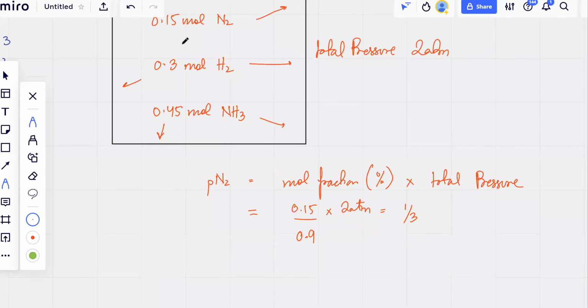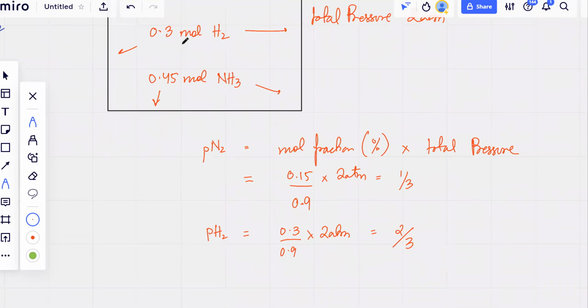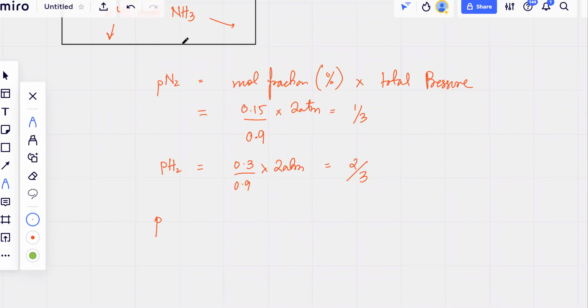Similarly, we can calculate the pressure due to H2 gas. That would be 0.3 divided by 0.9 multiplied by 2 atmospheres. That's 2 by 3, right? What do we get for that? 2/3. I see you're getting 2 by 3. That's fine. And what's the pressure due to NH3 now?